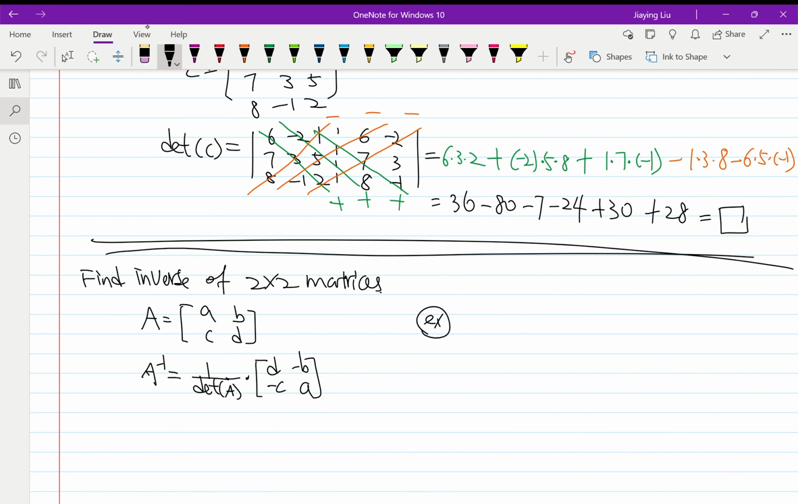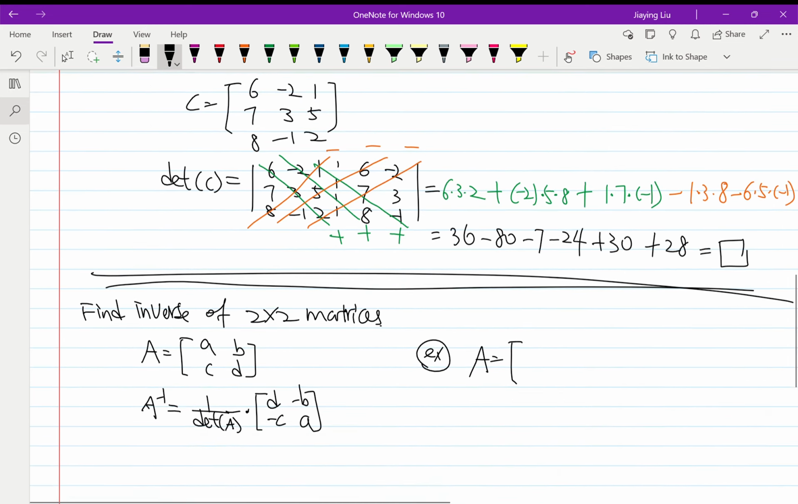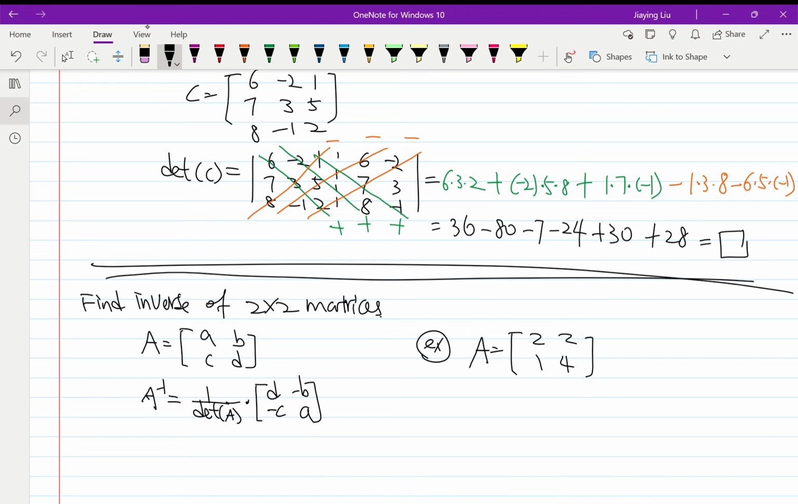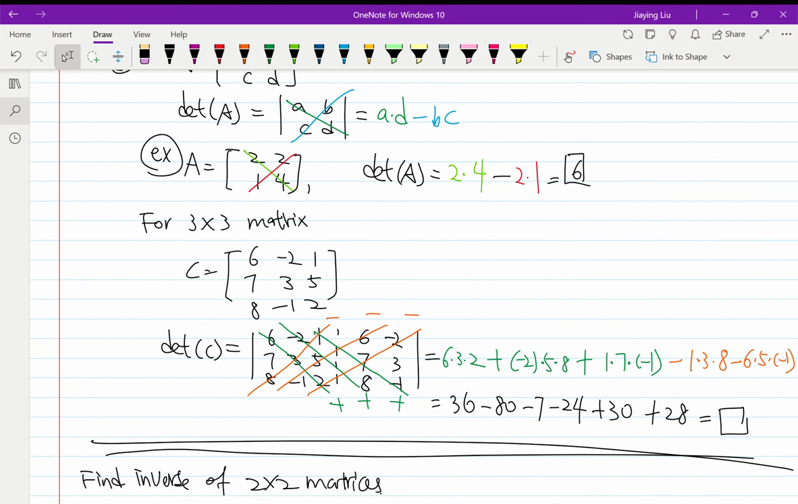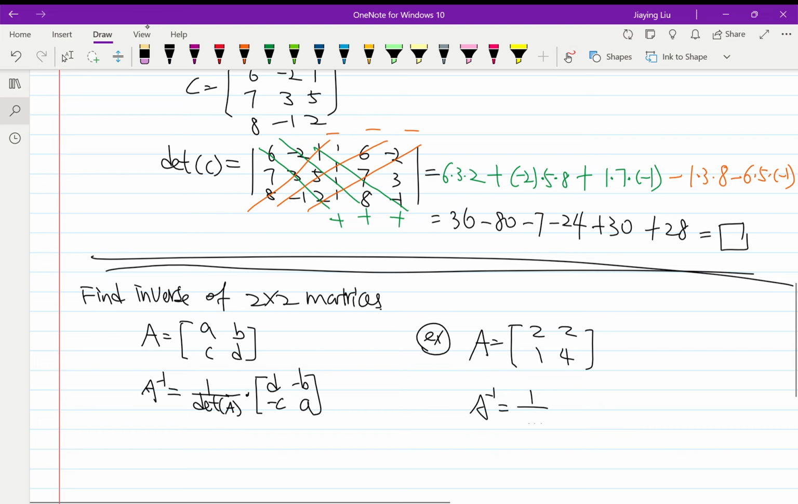And if we take the example we had earlier, A, which is, what was the example? 2, 2, 1, 4. We can find the inverse of A, which is 1 over the determinant of A. We found it earlier, the determinant of A is 6. So it's 1 over 6, times this new matrix coming from switching A and D, so switching the 2 and the 4, so that's a 4, that's a 2, and then I make the remaining two numbers negative, negative 2, negative 1.